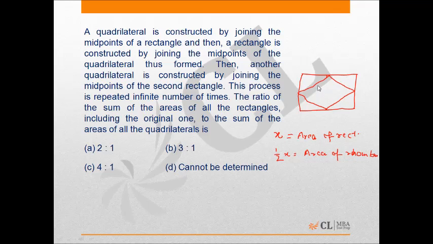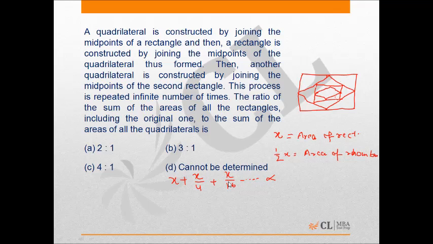So on, if this process goes on, every time the area of the rectangle will be half of the rhombus, and then the constructed rhombus inside that rectangle will again be half of the outer rectangle. So this process goes on. So the areas of the rectangles inside the rectangle will form x plus x by 4 plus x by 16 and so on.